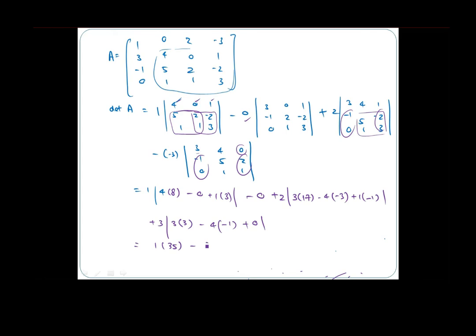All right, so that gives us 35 minus 0 plus 2 times 13, plus 12 minus 1 plus 3 times 13. That gives us the value of 198. Okay, our determinant is 198. So that is just an example. If you want to look for the determinant of a 4 by 4 matrix, that is what you can do.